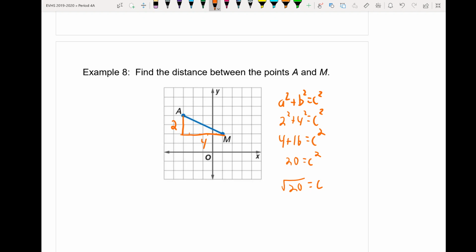And this is where we're going to do our reduced radical. Remember, we're looking for a perfect square that evenly divides into 20. And so that's 4 times 5, 4 being our perfect square. Square root of 4 is 2, so that's 2 root 5 is equal to c. And because it's asking for distance between points A and M, AM equals 2 root 5.